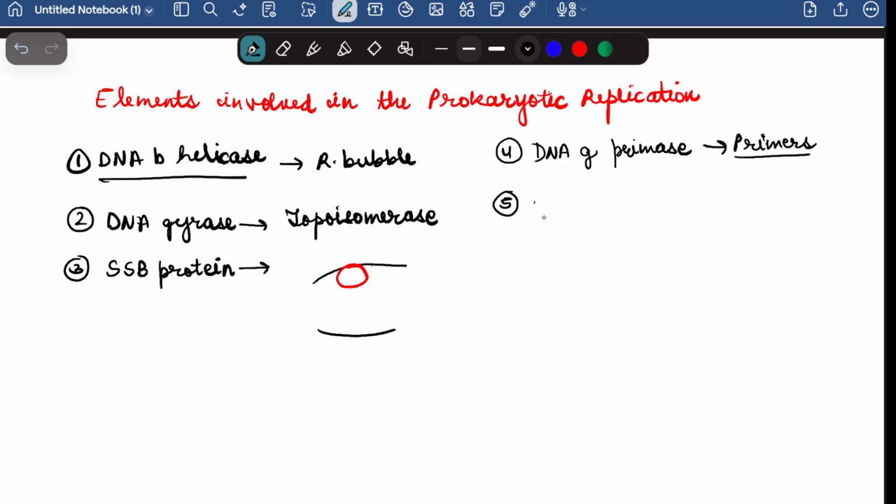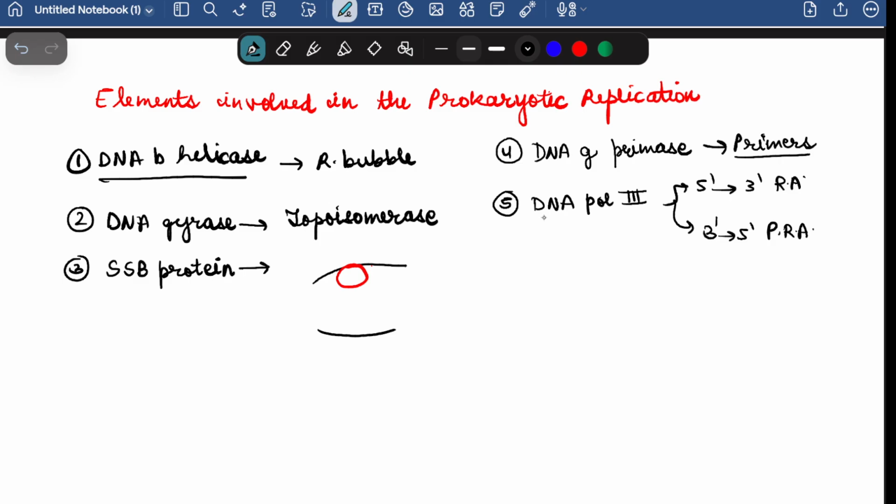After that comes the DNA polymerase 3, and this DNA polymerase 3 will do its replication activity as well as the proofreading activity. So from 5' to 3' it will do its replication activity, and in the meantime, if some wrong nucleotide is inserted or incorporated, at that time from 3' to 5' it can also do its proofreading activity.